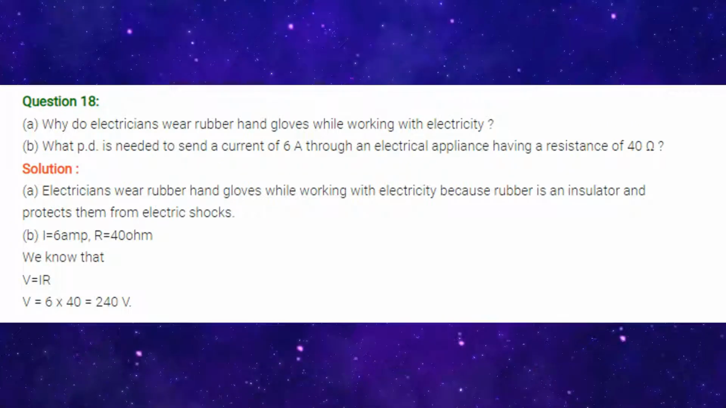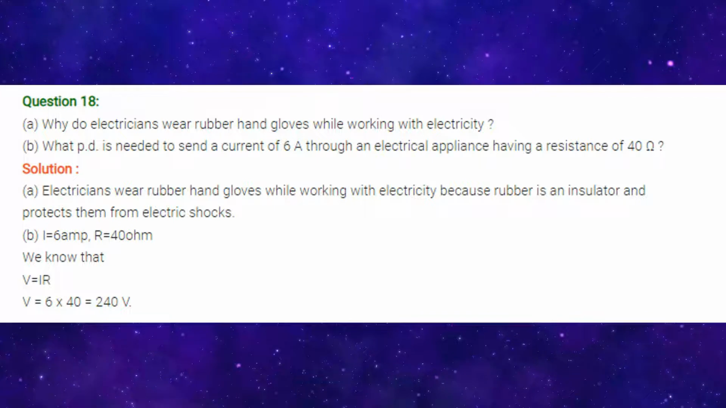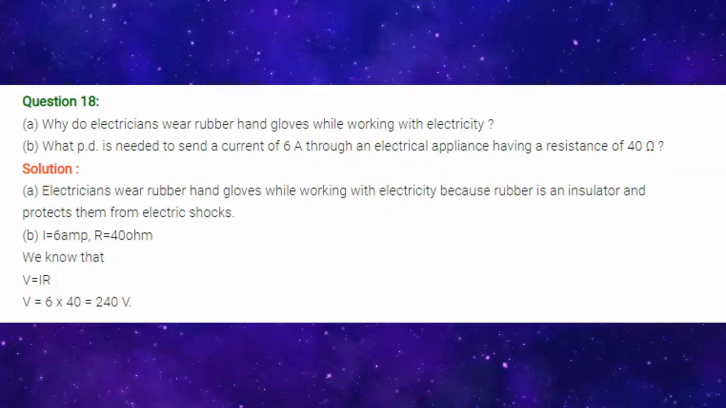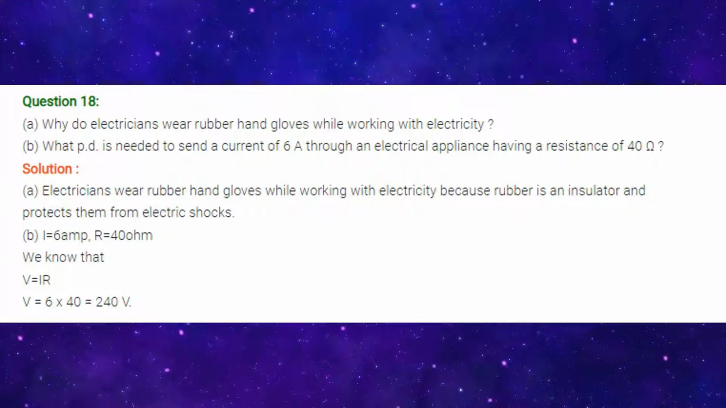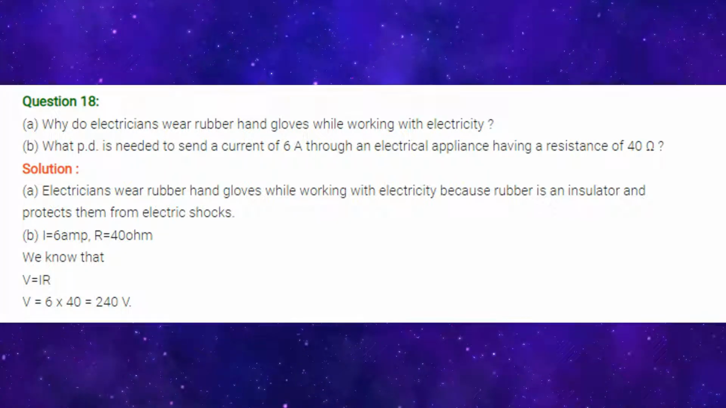Question 18. Why do electricians wear rubber hand gloves while working with electricity? B. What PD is needed to send a current of 6 A through an electrical appliance having a resistance of 40 ohms? Solution: Electricians wear rubber hand gloves while working with electricity because rubber is an insulator and protects them from electric shocks. B. I equals 6 amp, R equals 40 ohm. We know that V equals I into R. V equals 6 into 40 equals 240 V.